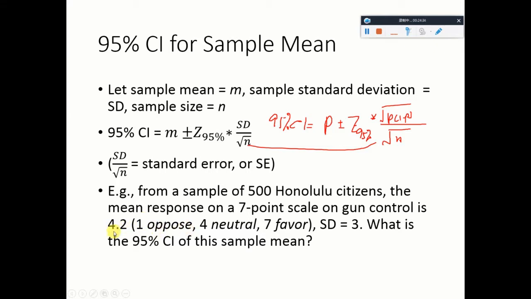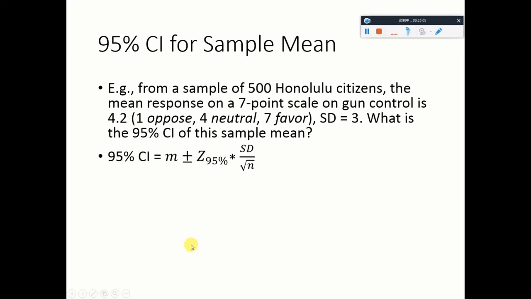But of course there will be uncertainties, because if you draw a different sample of 500 Honolulu citizens, you might get a different mean score. So we need to capture or quantify that uncertainty, and to do that we can calculate the 95% confidence interval. We have every piece of information that we need, so let's figure this out together. This is the question, and this is our formula, and then we can start to calculate the 95% confidence interval for the sample mean.